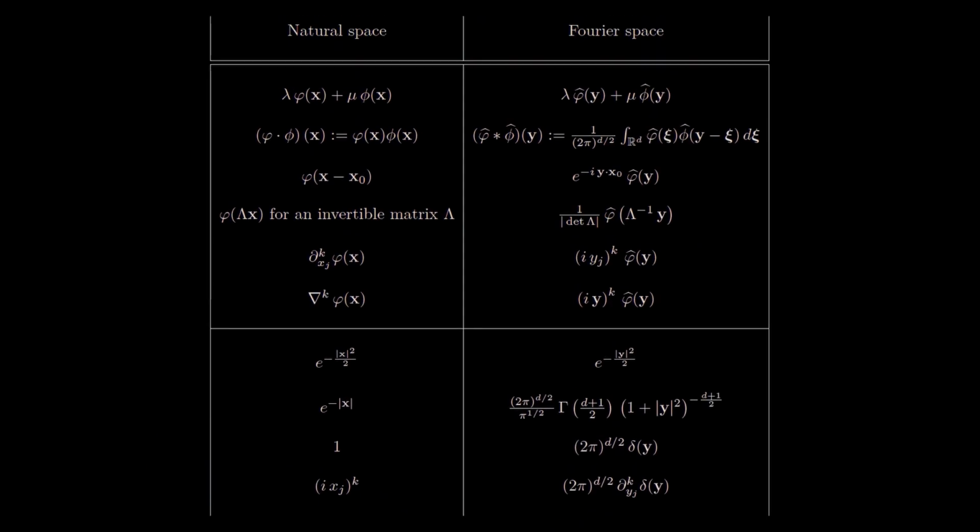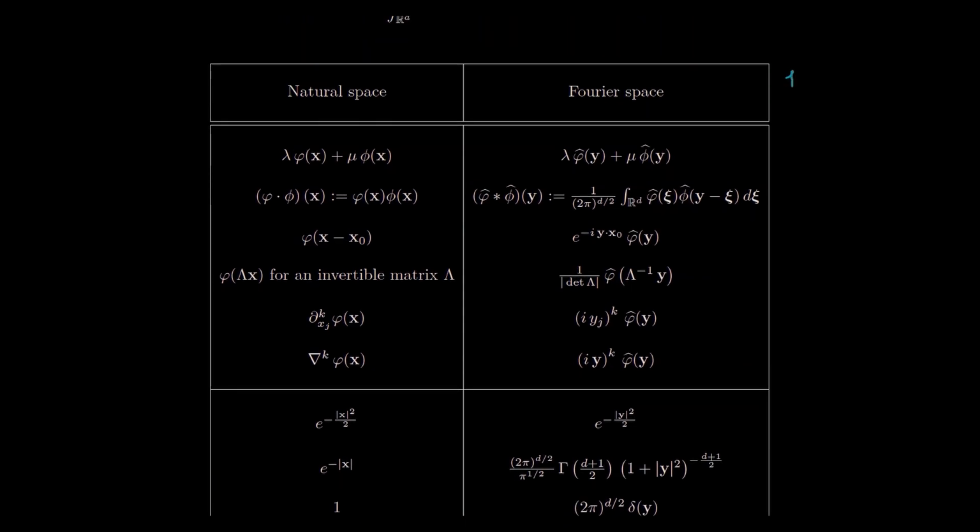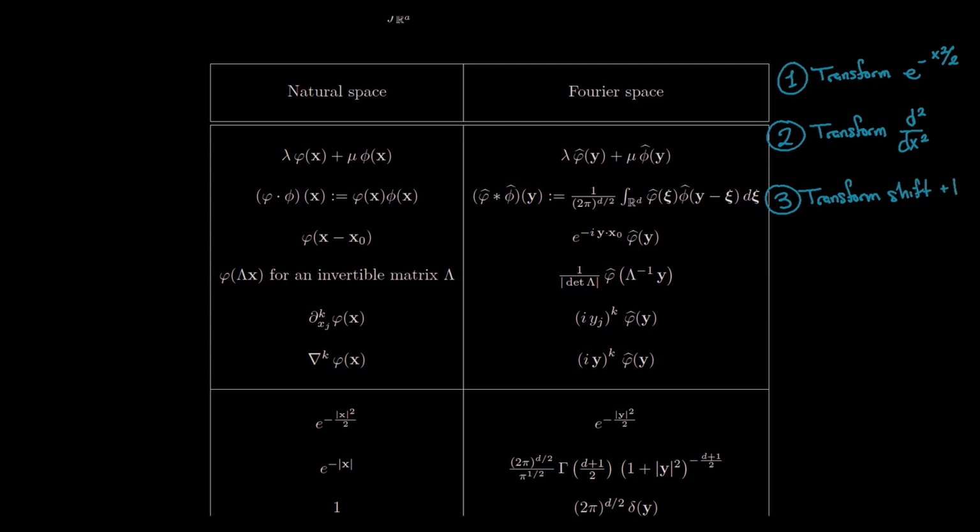So I'm just going to jump up again, up to here where everything's on the board. First, transform e to the minus x squared over 2. Second, transform d squared dx squared. Third, transform shift +1. That's going to be here for number 1. That's going to be here for number 2. That's going to be here for number 3. So let's do that. There's number 1.